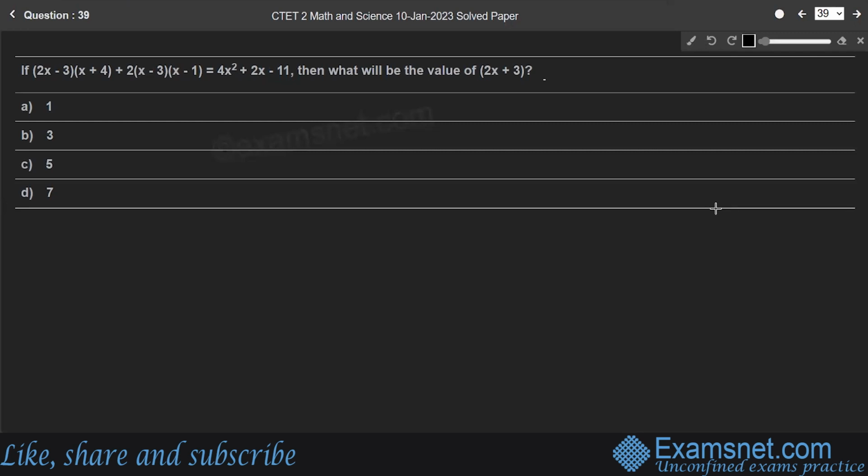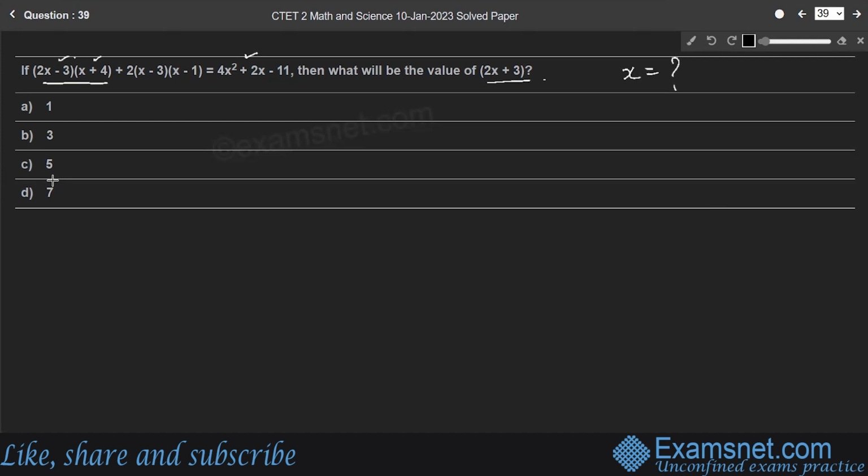Question 39. If (2x minus 3) into (x plus 4) plus 2 into (x minus 3) into (x minus 1) is equal to 4x² plus 2x minus 11, then what will be the value of 2x plus 3? So to find 2x plus 3, we need the value of x, right? How to find the value of x? So consider the given equation. In this, expand the terms.